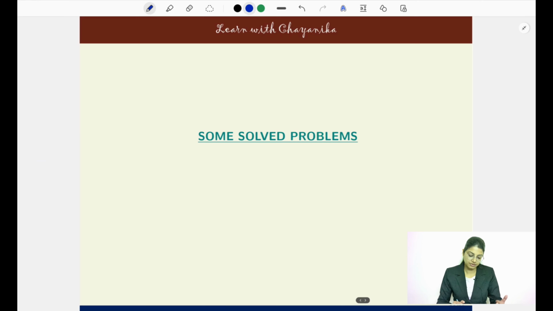That cannot happen because the sum of degrees of all the vertices should be even. Now, let us look into some solved problems, basically numerical problems based on the degree sum formula and all the lemmas and corollaries that we have discussed today.